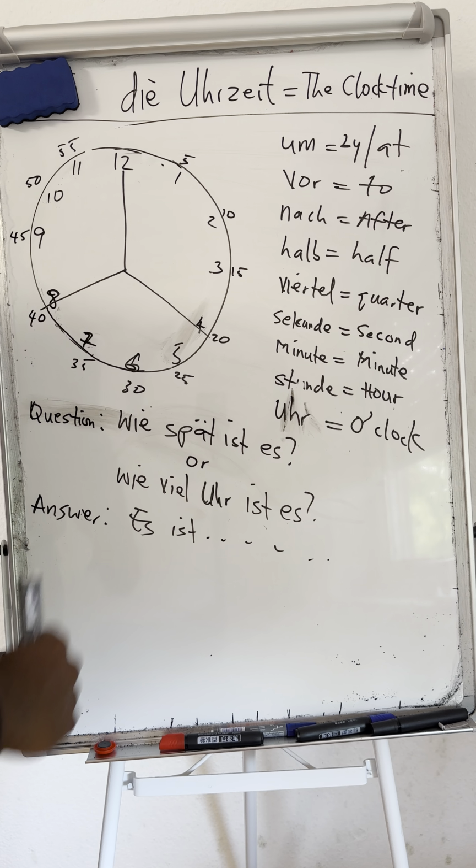Now if I say 11:50, in informal you will say 10 minutes to 12. What is your 10? 10 is 10 Minuten. What is your to? Your to is vor. 10 Minuten vor 12. You understand? This is informal. Now let's make some more.